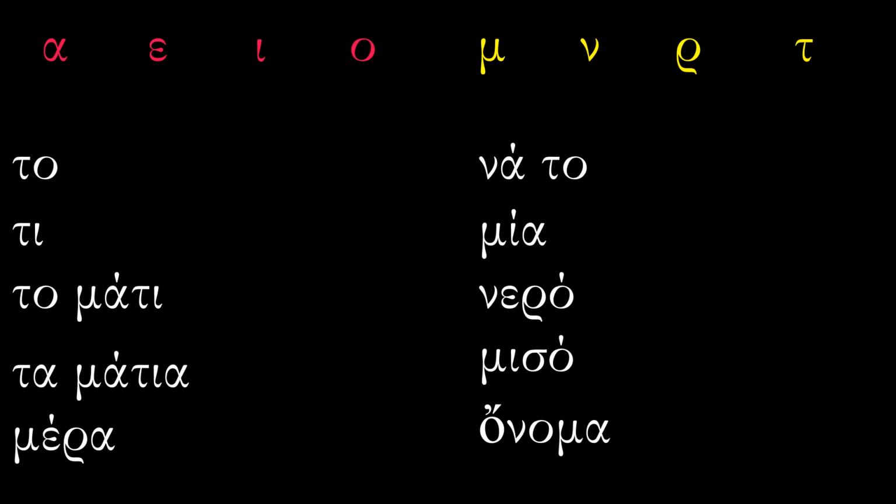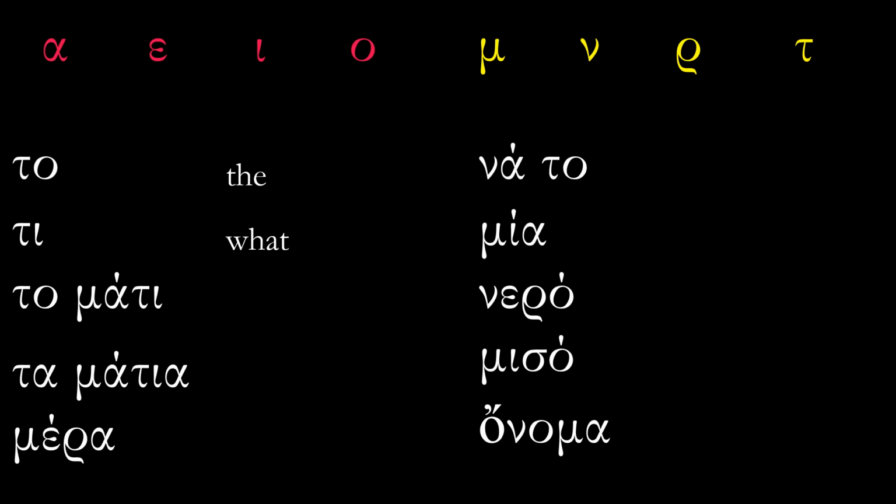Let's look at these. Now, as I advised you in the last video, this is a good time to pause and see if you can read them. The meaning is not important. Can you say them? The first one is to. And to is a very useful word because it's one of the many ways of saying the. The next one is ti, which we've already talked about. Ti, which is what?